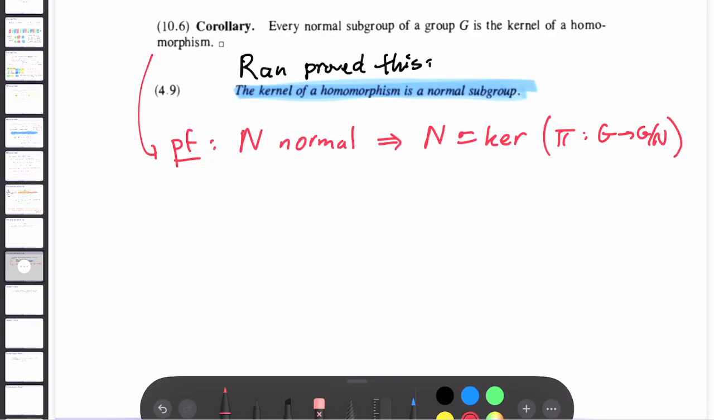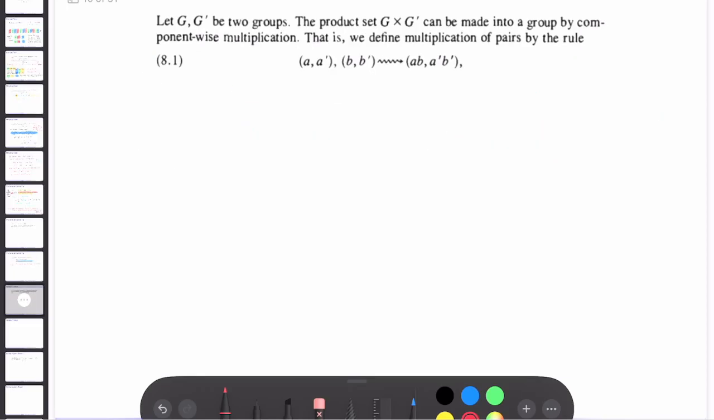I'm happy to take questions on this, but I'm going to move forward while you type, and we're going to take a small detour. I'm not going to spend a lot of time talking about product groups. Artin has an entire section on this. But I want to do this just to give you one more example, because I think it's a good transition between this generalized notion of quotient maps and what's coming up next, which is the first isomorphism theorem.